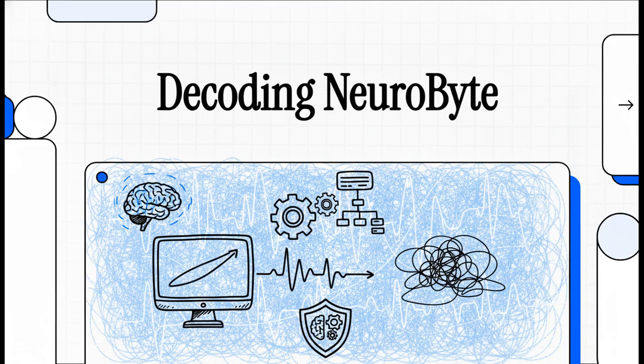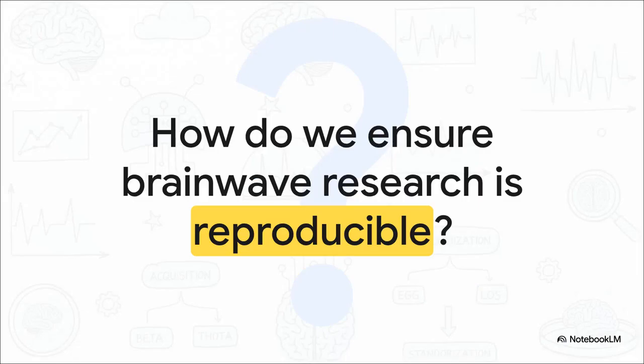Because today we're unpacking a major software release from June 26, 2026 that directly targets a massive structural problem in computational neuroscience. We are decoding NeuroByte version 5.2.0. Now, this isn't just some minor software update. It's a powerful algorithm specifically designed to finally standardize brainwave analysis and, frankly, bring some desperately needed order to a very chaotic field.